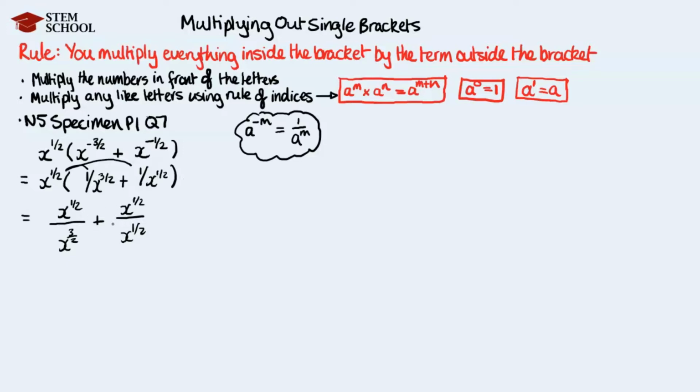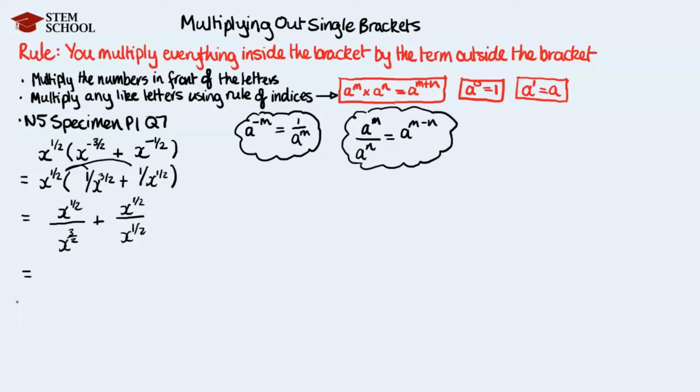Now here we're going to use another rule of indices. This is where you have a division. So we have a to the power of n over a to the power of m, and what you do is you do a to the power of n, take away m. So what you do is you take away the powers. So it's similar to the multiplying, but this time you take away the powers.